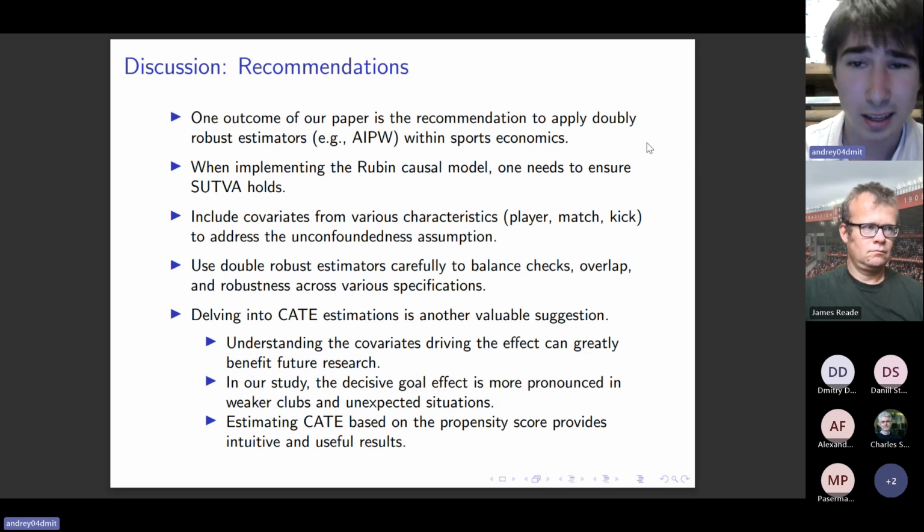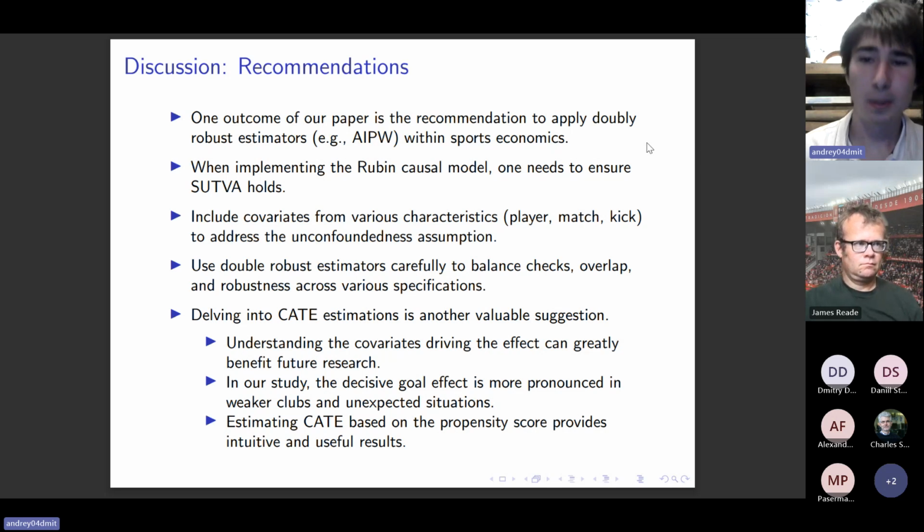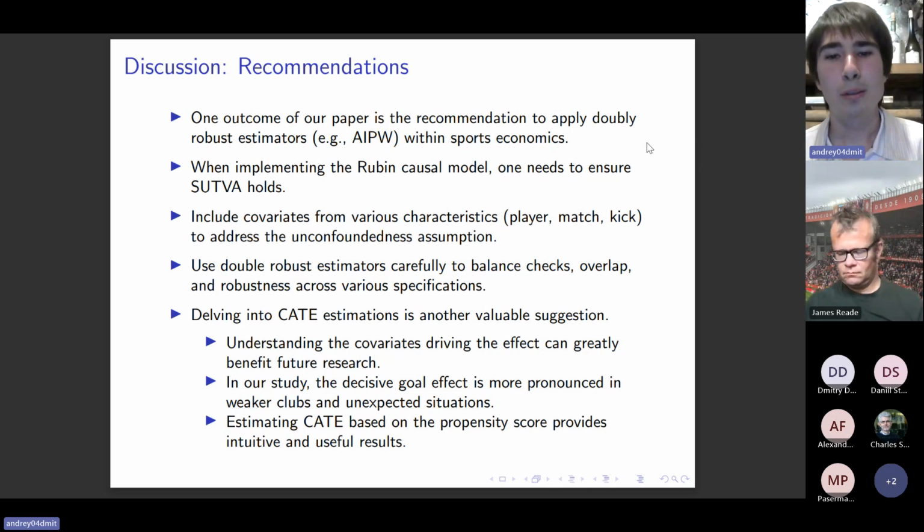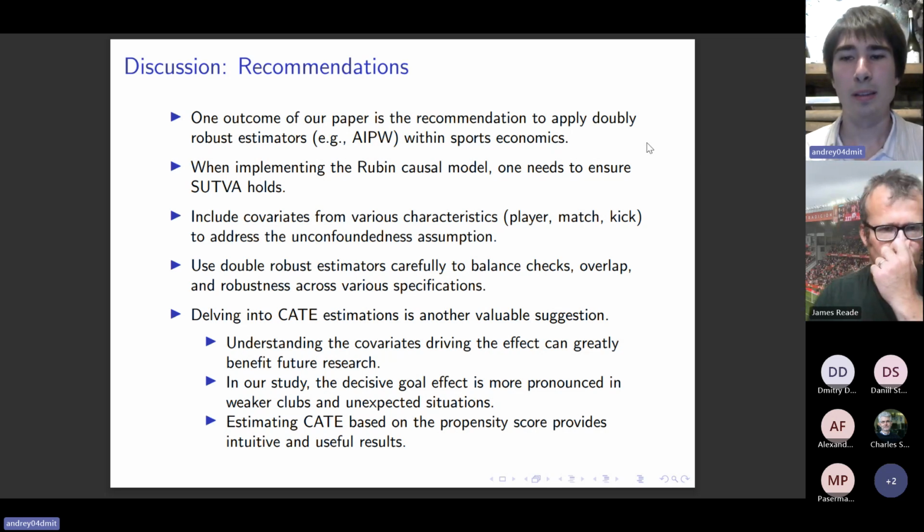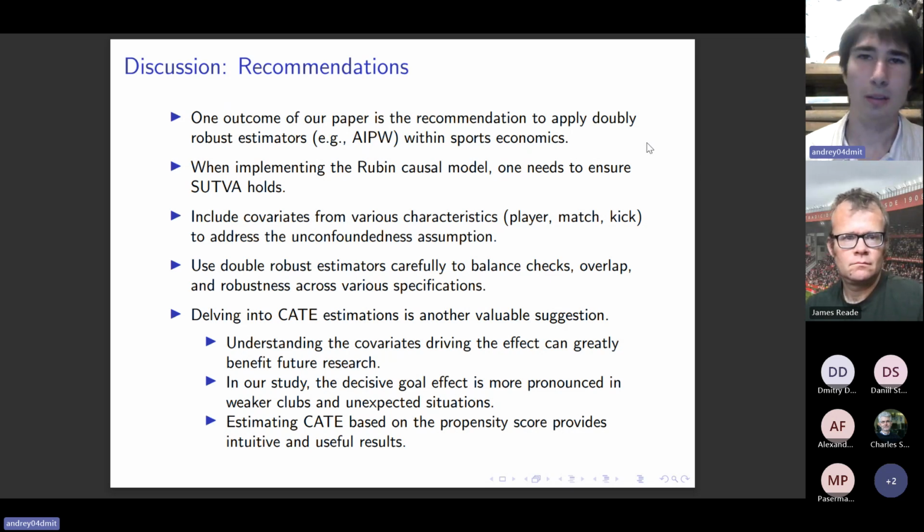Delving into CATE estimations is another valuable suggestion because it's interesting. So understanding the covariates driving the effect can greatly benefit future research. And in our study, the decisive goal effect is more pronounced in weaker clubs and unexpected situations. Also, estimating CATE based on propensity score provides intuitive and useful results.